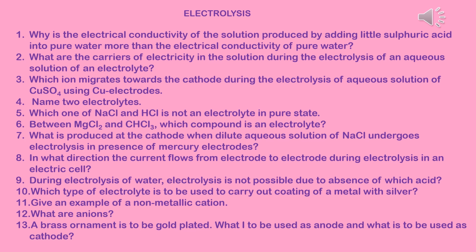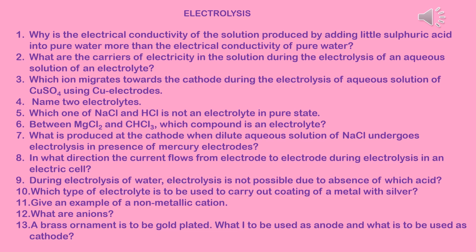Next question. What are anions? Negatively charged ions are called anions. Example, chloride ion, hydroxyl ion. That means Cl minus and OH minus ion. Any other example of anions also you can give. Last but not the least question.